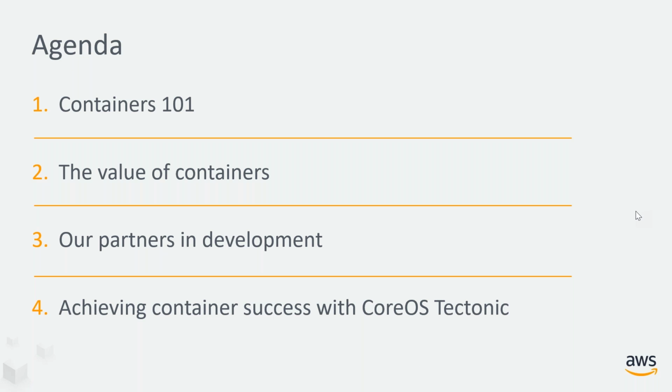So a rough agenda of what we're going to talk about today. Basically just the topics that are displayed here. It's really talking about what are containers, what are the benefits that they can bring to your organization, and how you can leverage CoreOS to help you run those container workloads on top of AWS.